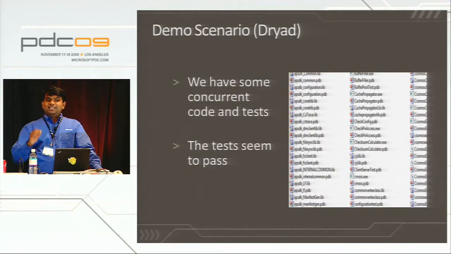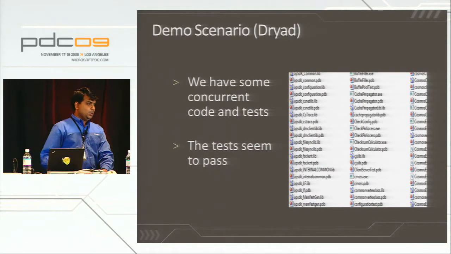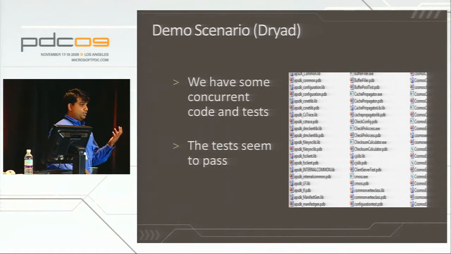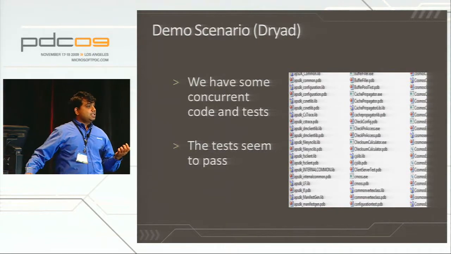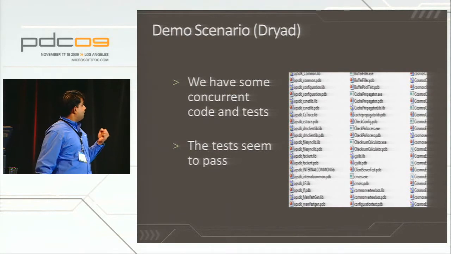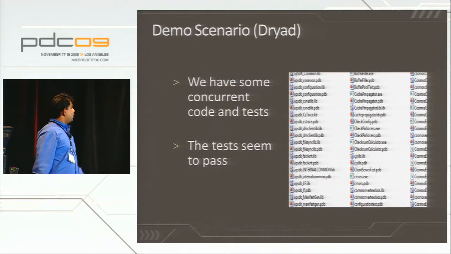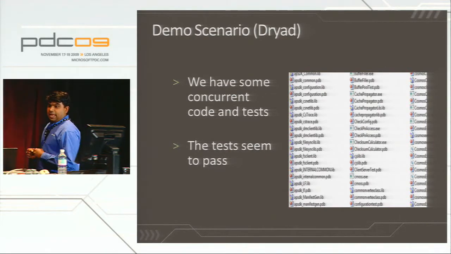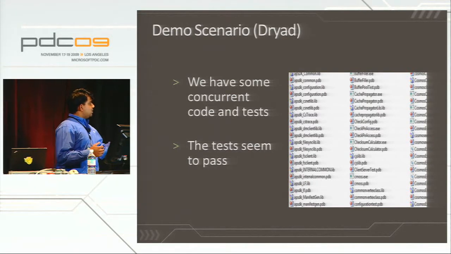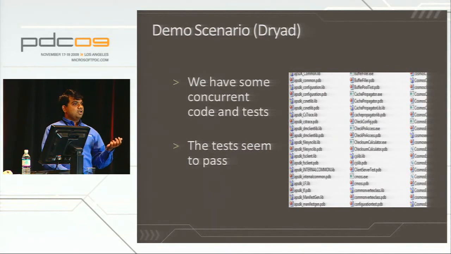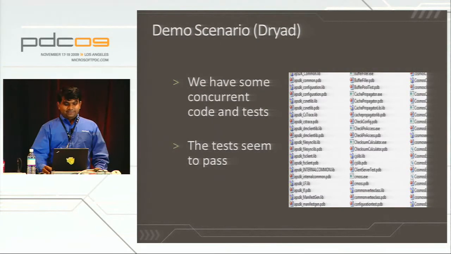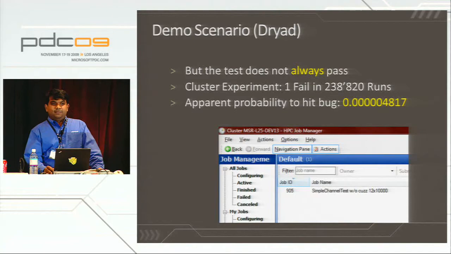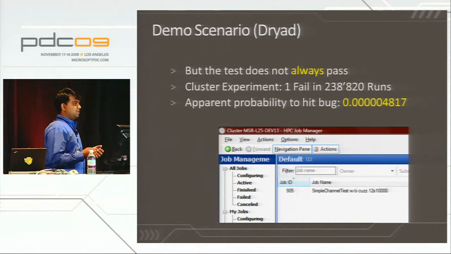I'll start with a demo. I'm going to take a program called Dryad. It's a fairly mature Microsoft software, and we actually found a bug in the software and will demonstrate the bug. This looks like a typical scenario: you have a concurrent program, you write a lot of tests, and you run them. Things seem to be just fine, but they're not exactly fine. If you run it a lot of times, there's actually a bug.